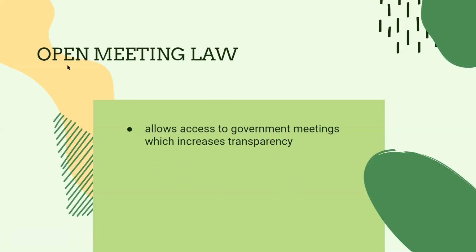And now we have open meeting law, which allows government meetings to be accessible to everyone, which increases transparency. So if there's a government meeting and you want to sit in and listen, you can go to DC and sit in the hall, well, probably not now because of Corona, but you could.